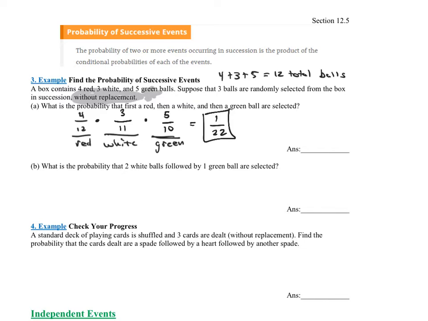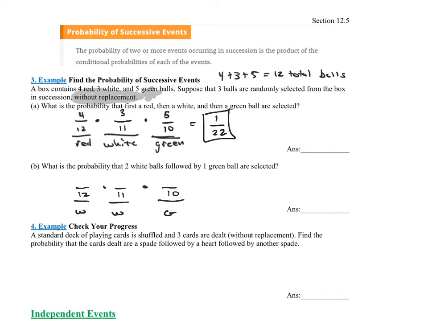So let's try this again. Let's try part B. It says, what is the probability that 2 white balls followed by a green ball are selected? So let's think about each of our things. We have a white, then a white, and then a green. So again, we're going to start off with 12 balls. After we pick a ball, we'd have 11 balls, and then we'd have 10 balls. So the denominator is not too bad.